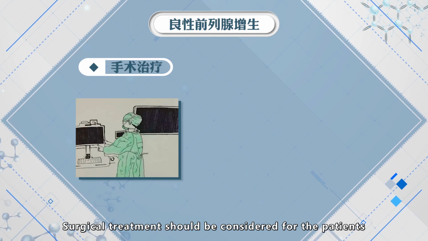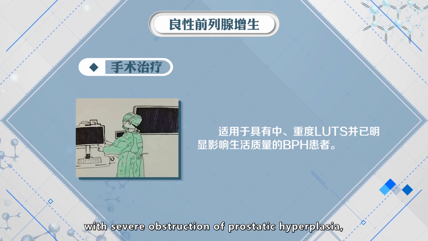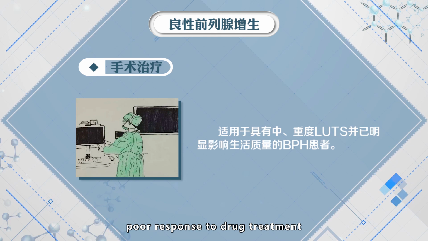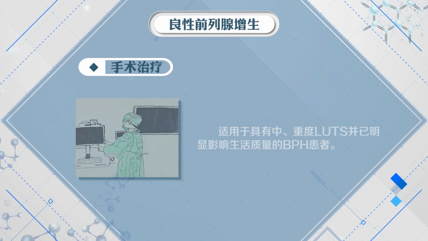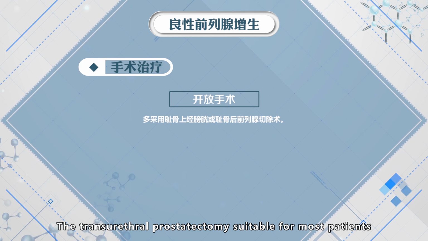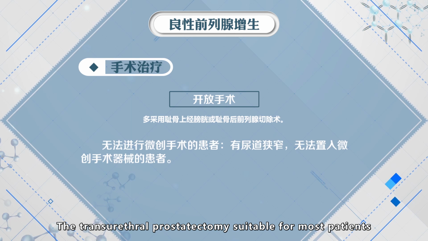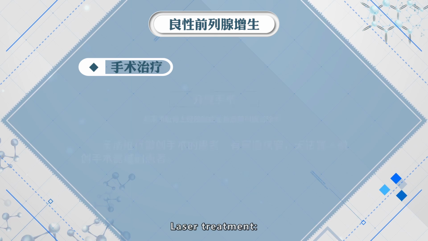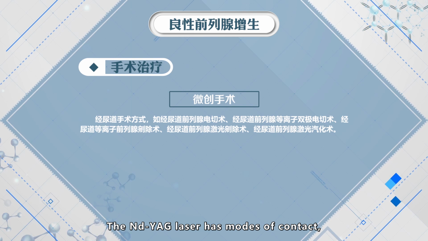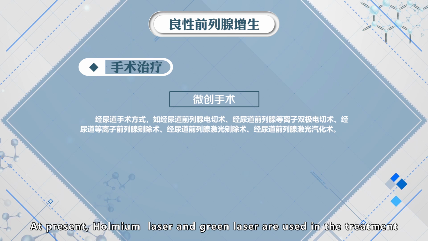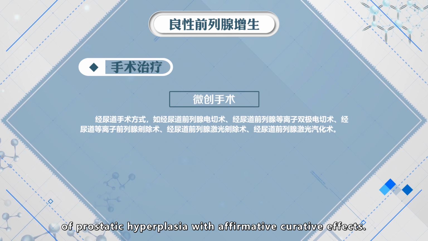Surgical treatment. Surgical treatment should be considered for patients with severe obstruction of prostatic hyperplasia, large amounts of residual urine, apparent symptoms, poor response to drug treatment, and physical conditions able to withstand surgery. Suprapubic transvesical prostatectomy or retropubic prostatectomy are usually performed. The transurethral prostatectomy is suitable for most patients with benign prostatic hyperplasia and can be performed by surgeons with experience in resection. Laser treatment. The Nd:YAG laser has modes of contact, non-contact, and tissue insertion, and its corrective effect is not very ideal. At present, holmium laser and green laser are used in the treatment of prostatic hyperplasia with affirmative corrective effects.